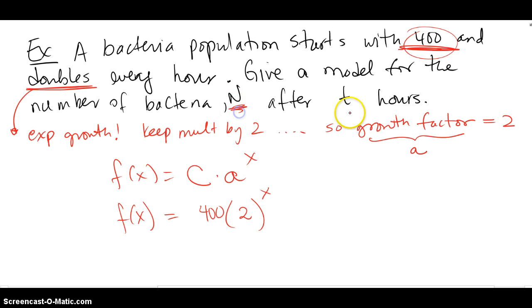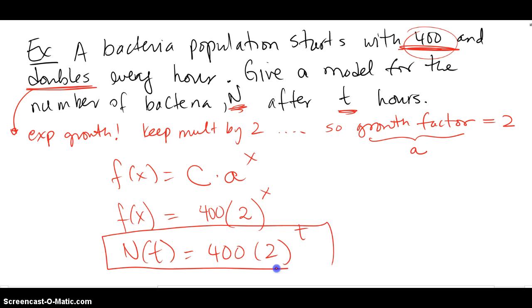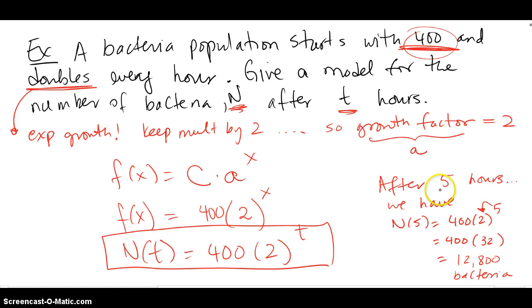but since I'm supposed to use n and t, let's adjust those. N of t is going to be equal to 400 times 2 to the t. So this is the equation that describes how many bacteria there are after t hours. For example, after 2 hours, I would plug in a 2 and so forth. Let's say if I want after 5 hours, we will have n of 5, plug it into the model, 2 to the 5th, do order of operations correctly, raise the 2 to the 5th first, get a 32, and then multiply it out, and you get 12,800 bacteria.